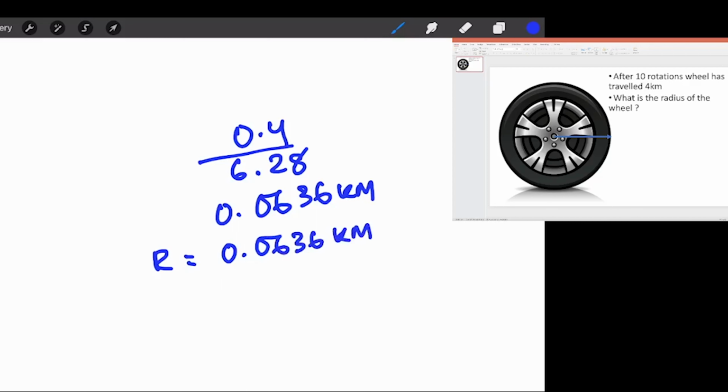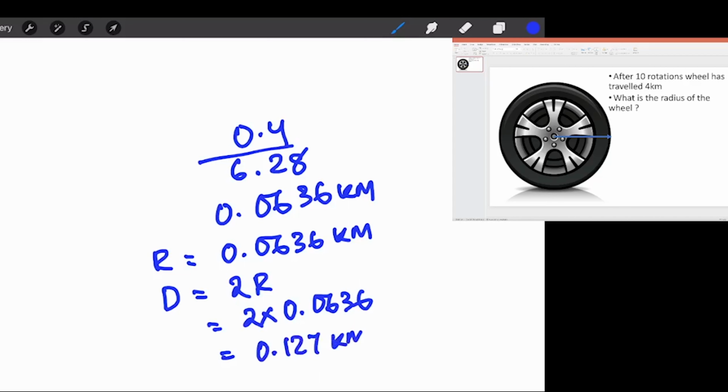If you want to find out the diameter, what is the formula of diameter? 2r. So 2 into 0.0636, which is again 0.127 kilometers. If you want, you can convert it into meters as well. Okay, thank you.